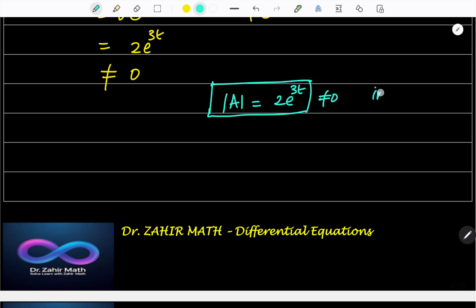It means the inverse exists. It means what? It is a non-singular matrix. What is a non-singular matrix? If the determinant of A is not equal to 0, then it is a non-singular matrix.